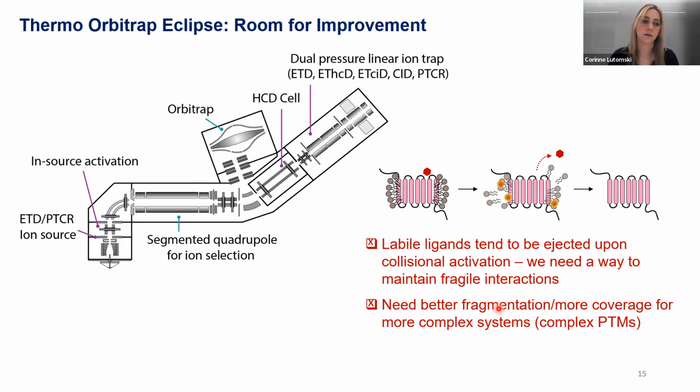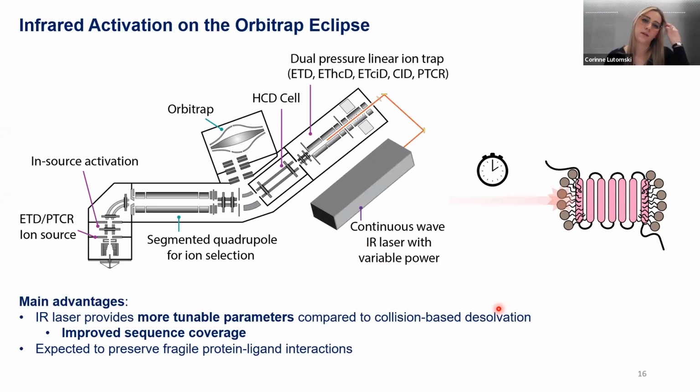And in doing so, the consequence is that you lose signal, signal that you would need to fragment that protein. And so one of the goals that we had was to improve on some of these aspects of membrane protein native mass spec. And so the improvement that was made is we fitted an IR laser to the back end of the Orbitrap Eclipse.